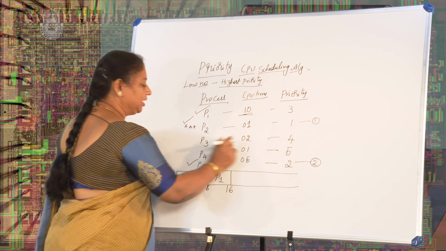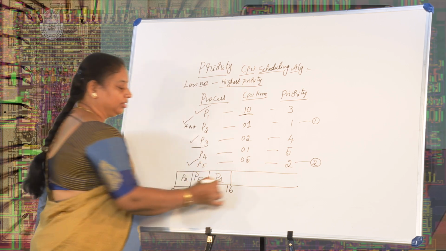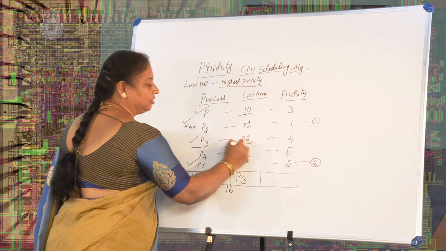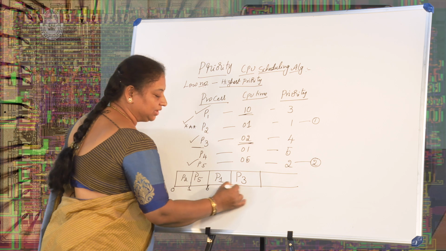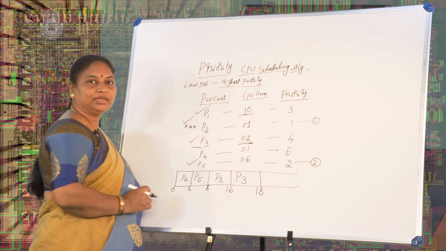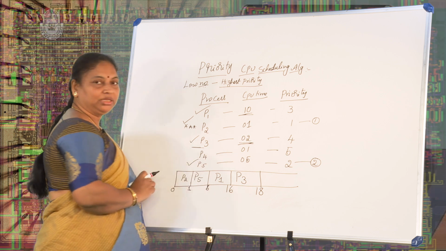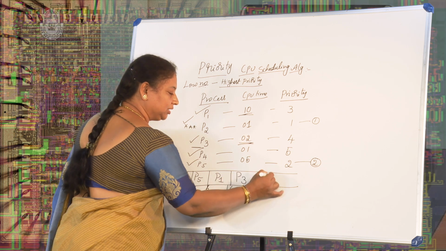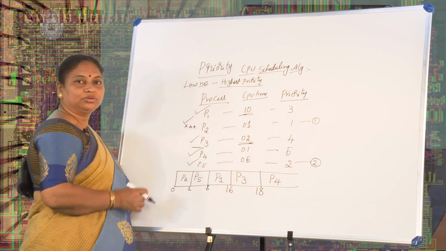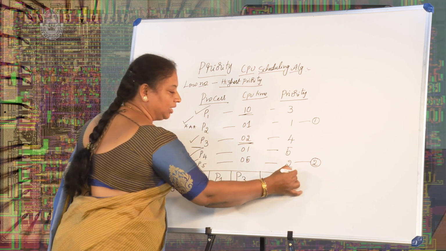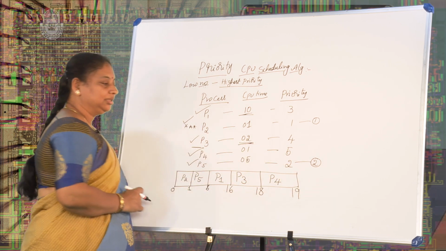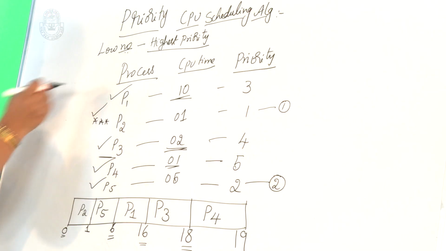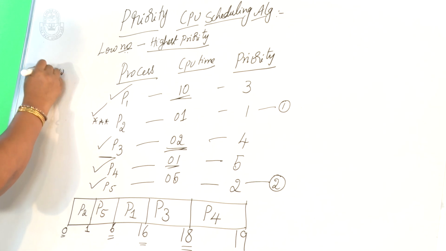So next priority is for P3. So next P3 will be taken up. P3 needed 2 time units. So 16 plus 2, at the 18th millisecond execution of P3 will be over. Now the leftover, which has the least priority, is P4. So its execution will be taken up and will be completed at the 19th millisecond. That is how the processes execute using the priority scheduling algorithm.